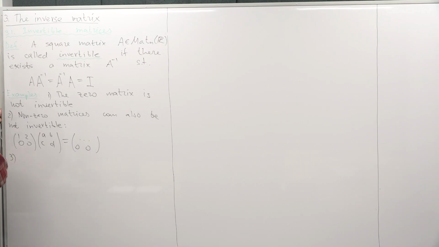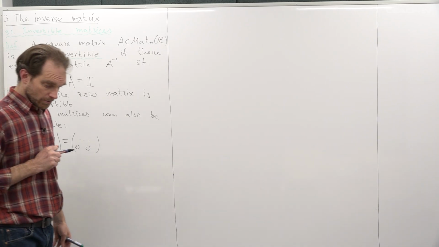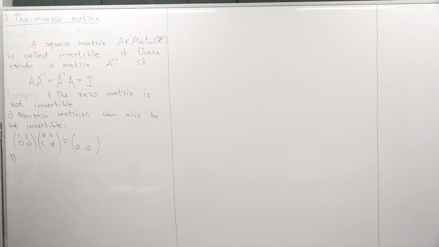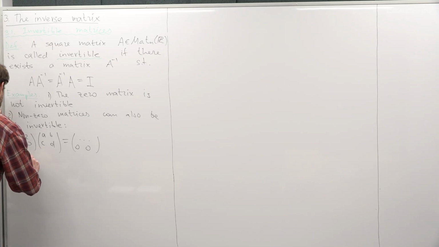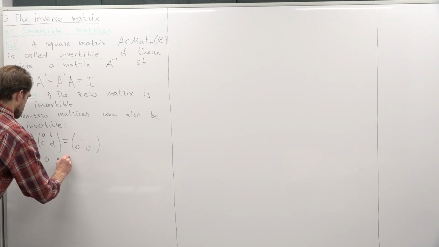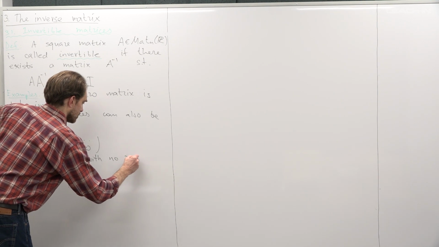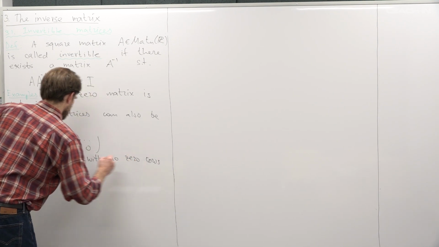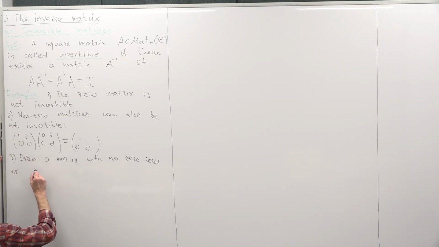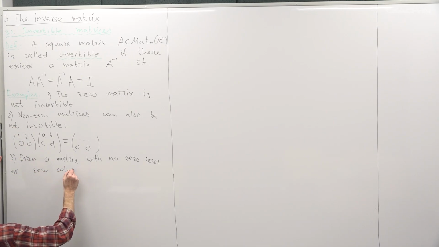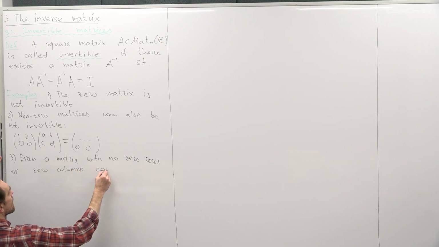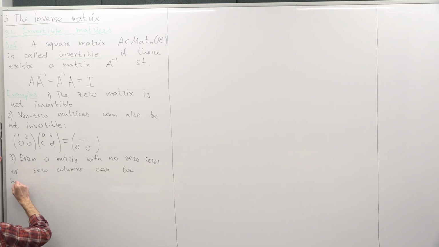Okay, but what if there are no zero rows and no zero columns? So in this case our matrix can also be non-invertible. So even a matrix with no zero rows or zero columns can be non-invertible.